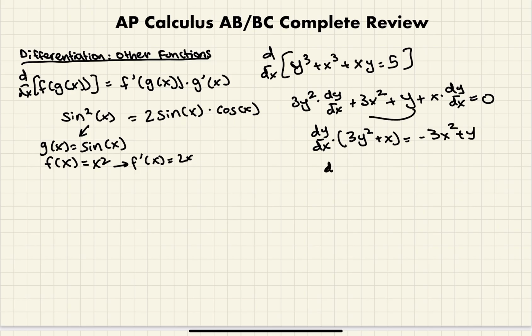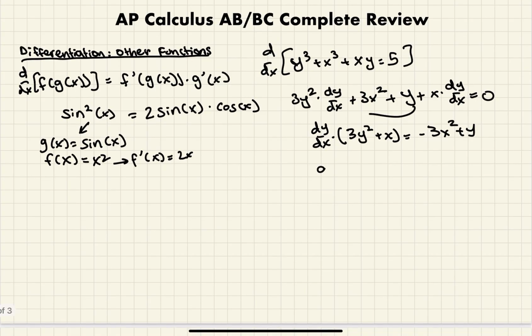And we divide, we get dy/dx, by the way, there should be parentheses here, is equal to negative of (3x squared plus y) over (3y squared plus x). So yeah, implicit differentiation is one of those that really you need an example to actually figure out how to do it. We can use implicit differentiation to figure out what the derivative of an inverse function is.